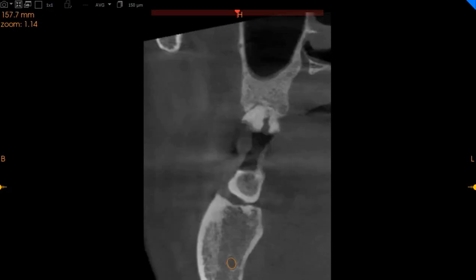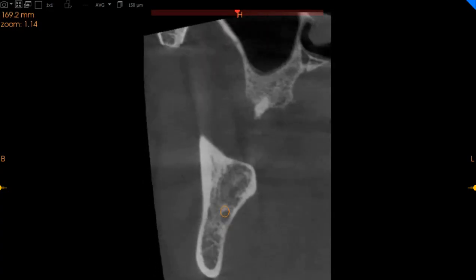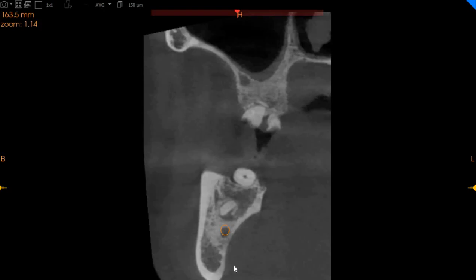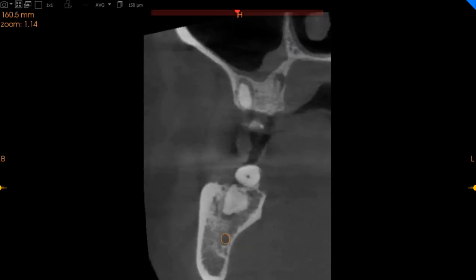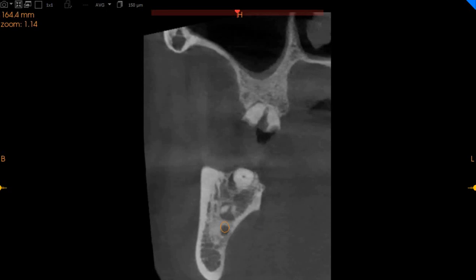The lower left 8 is a horizontal impaction, though two roots are present, but those roots are not very significantly close to the nerve. Periapical infection is present in the mesial root, this would be the mesial root, yes. But it's not in intimate contact with the nerve.